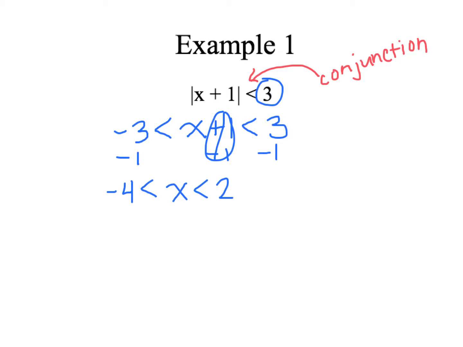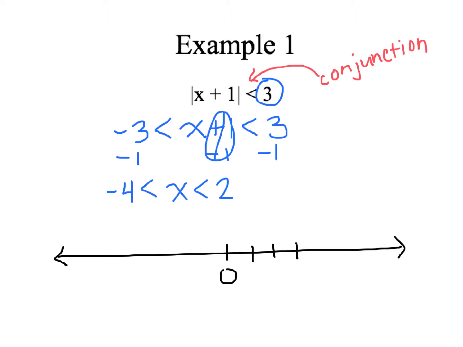So I'm going to draw my number line. Start with 0 in the middle. 1, 2, 3, 4, 5. And 1, 2, 3, 4, 5, negative 5. Okay, so our x is less than 2 and our x is greater than negative 4.